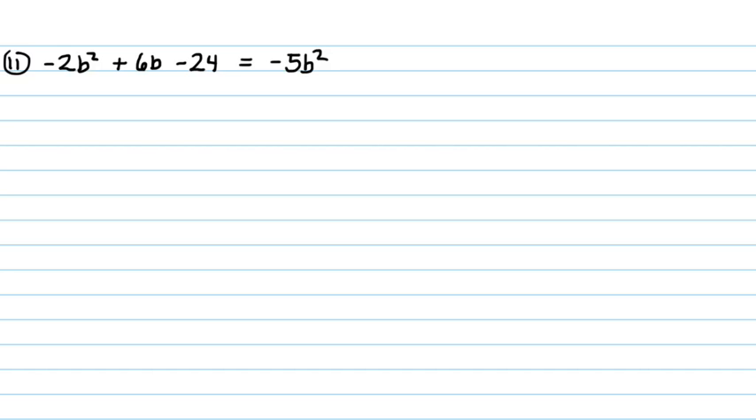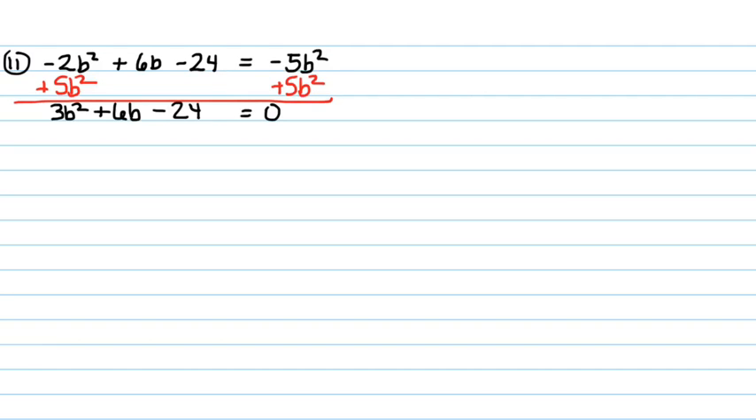Number 11. Step 1 is to get everything to the same side, so I'm going to add the 5b squared, which is great because it's going to get me to where my b squared term is positive. And so that's going to give me 3b squared plus 6b minus 24 equals 0. And so I'm going to identify my ABC. A is 3, B is 6, and C is a negative 24.